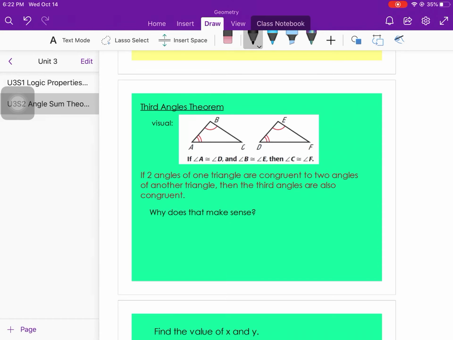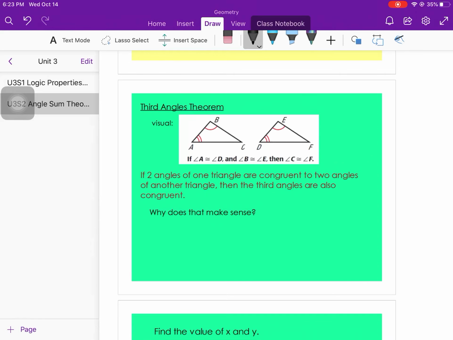So this goes back to that transitive property, because if A and D are the same and B and E are the same, there's only so much room left for it all to add up to 180, so C and F have to be the same.